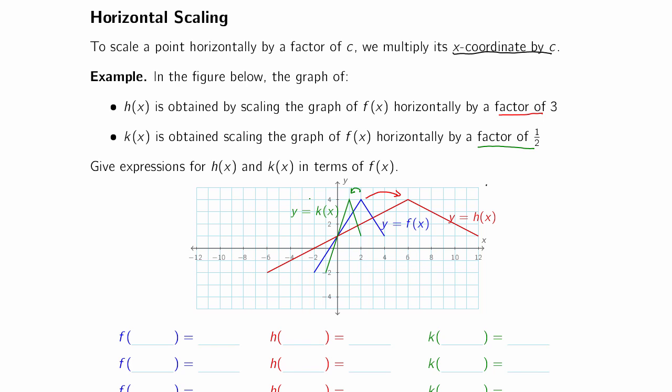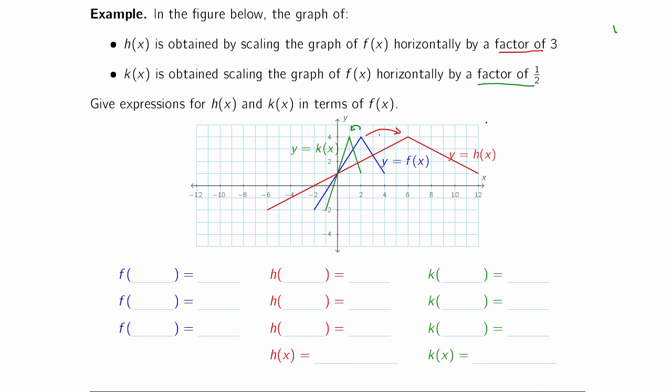Again, we want to come up with expressions for h and k in terms of f. And we're going to go about this the same way we have been, by looking at the key points. So on the graph of f, we have a point (-2, -2). So f of -2 is -2. We have a point (2, 4). So f of 2 is 4. We have a point (4, 1). So f of 4 is 1.